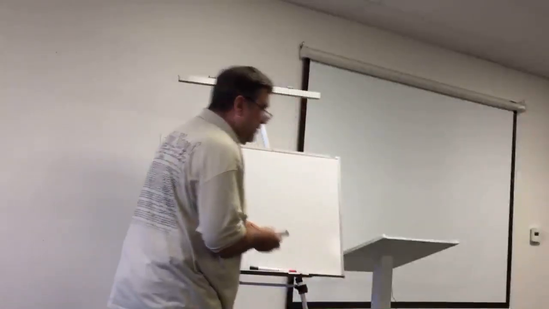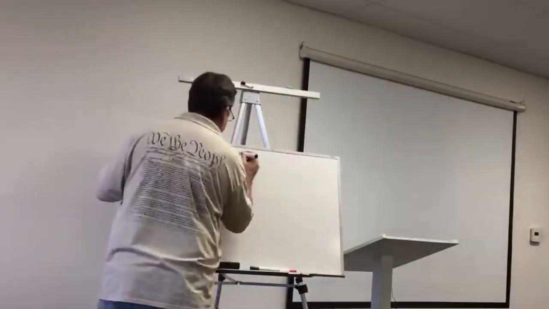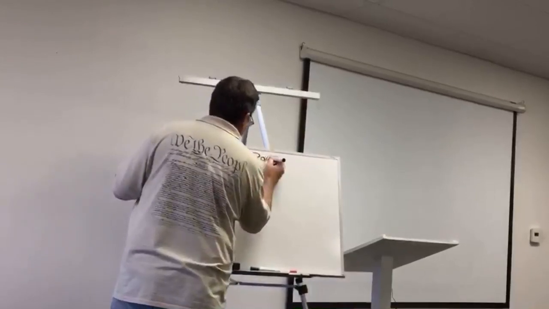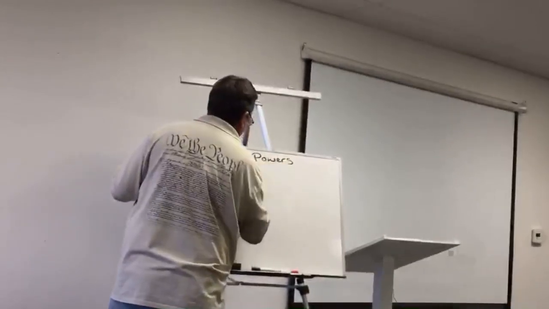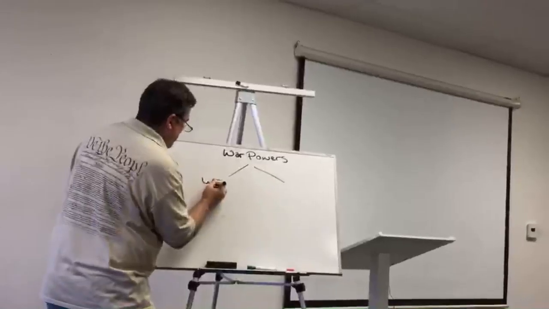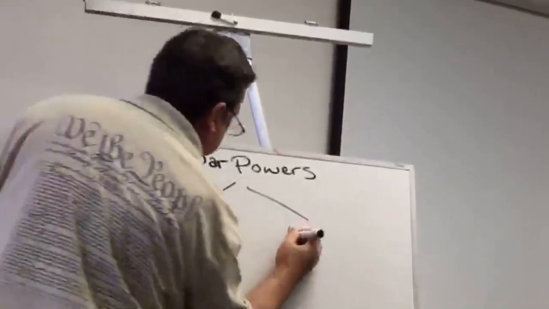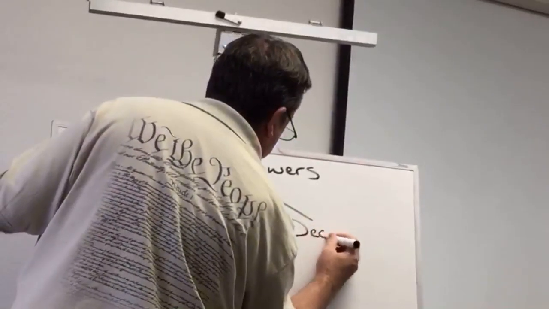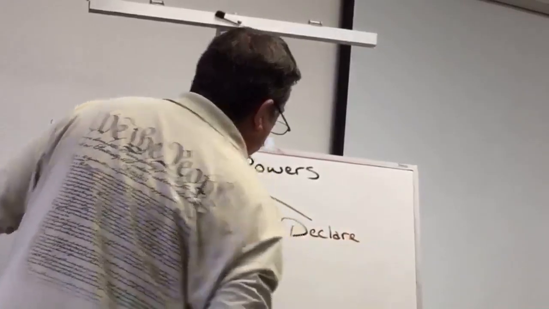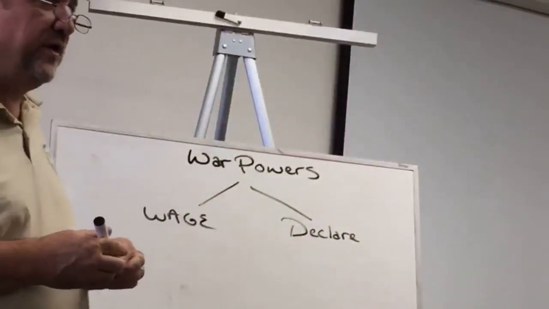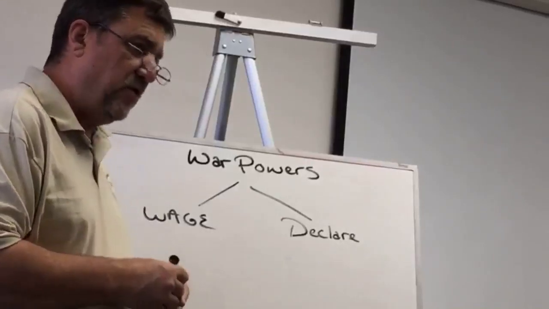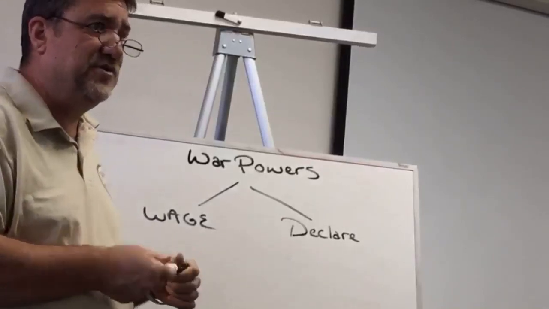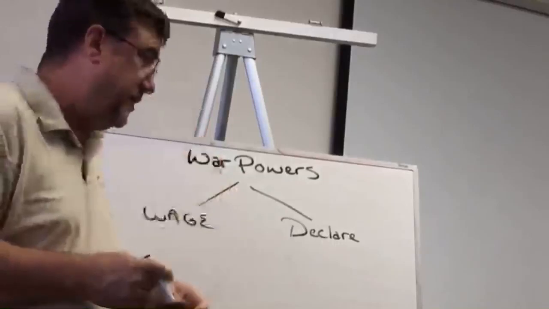This is a very interesting one, and like I said, sometimes for some people, this thing about war powers puts people into fits. So we have what's called war powers. And there are two kinds of war powers. There's the power to wage war and the power to declare war. They are different powers from each other according to the Articles of Confederation and the discussions during the convention that Madison took notes on.